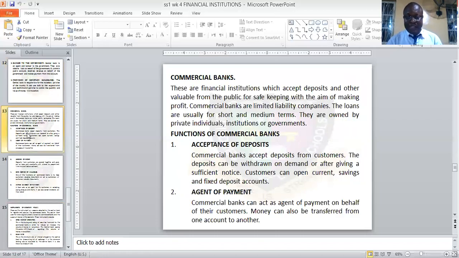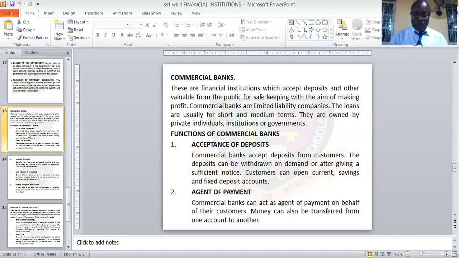Commercial banks are financial institutions which accept deposits. Mind you, I've told you, central banks don't accept deposits from customers. They only accept deposits from the government, commercial banks, and other banks.